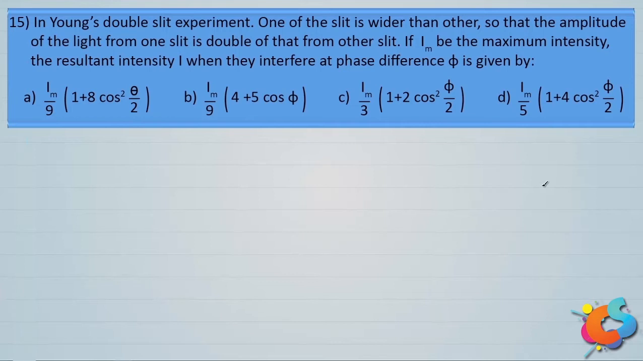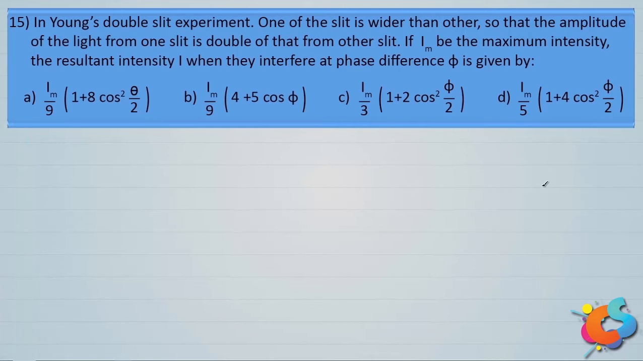What we are supposed to find out in this problem is the relation between I and Im, where Im is maximum intensity, and I is the resultant intensity at a point where the phase difference is phi. But the condition here is that the two individual intensities are not the same.